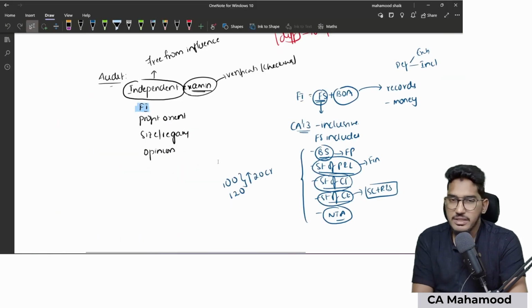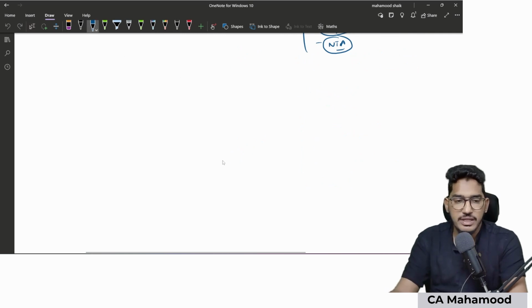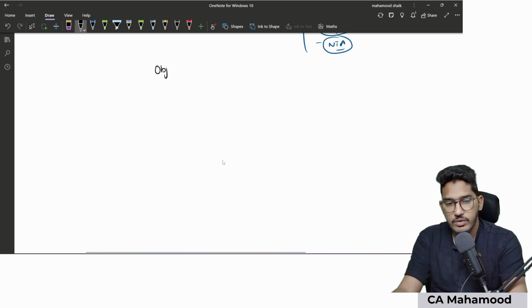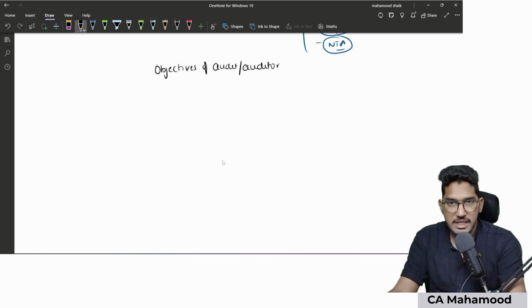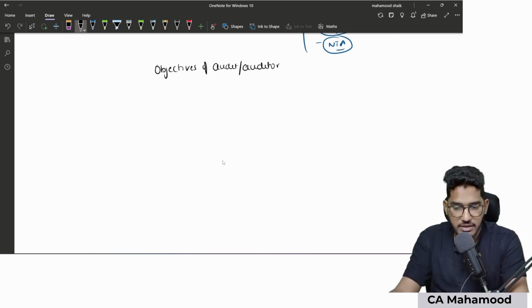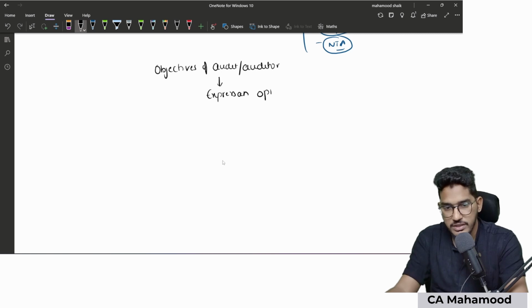Now let us come to the next fundamental concept in this entire audit subject. Once we are done with this definition of audit, the next thing which we need to understand is what are objectives of audit, or what are objectives of auditor also you can say. As I covered in the definition, the ultimate objective of the auditor is to express an opinion. That is the ultimate objective.